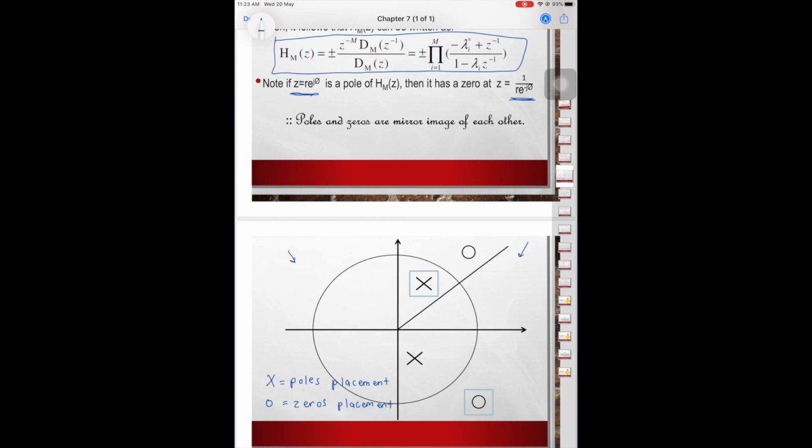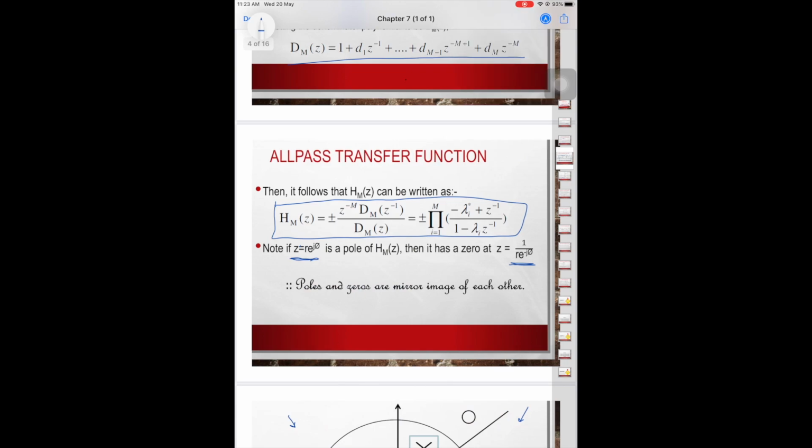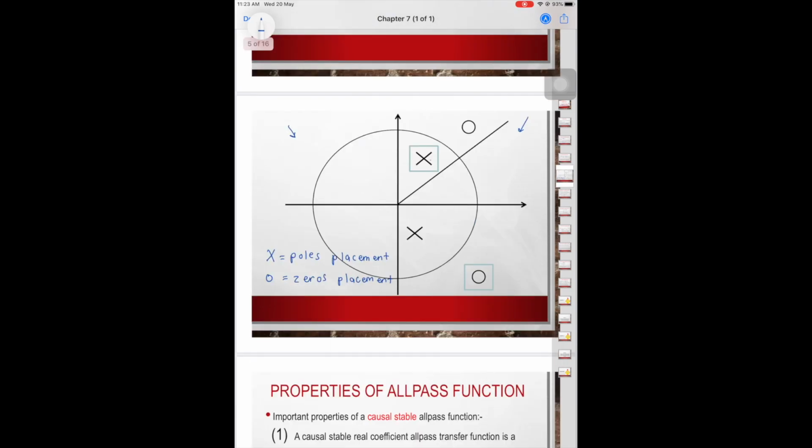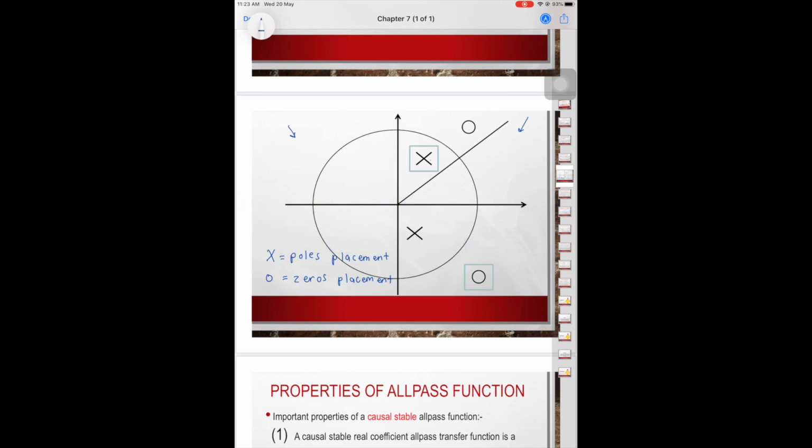Alright, so if you look here, we have the poles inside the unit circle, and then we have the mirror of the poles, which is zeros, outside of the unit circle, and it is at the positive side. So the zeros value is outside the unit circle and it is at the positive quadrant. If you look here, when we want to place our poles value, it is actually inside the unit circle, and also it is at the negative quadrant.